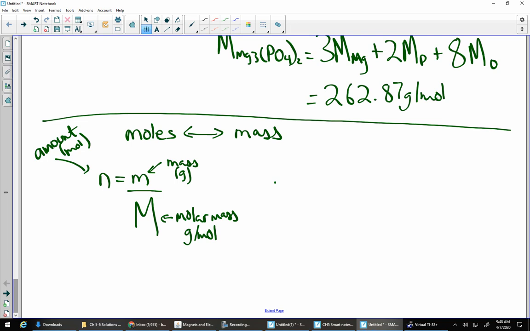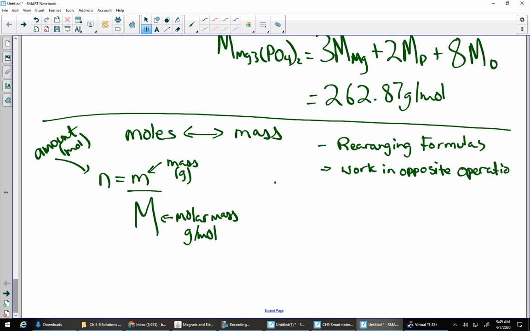If you're choosing to use a formula, which I would not recommend doing, you need to know how to rearrange formulas. There's a couple things you need to know. Let's see. We are always going to work in opposite operations.